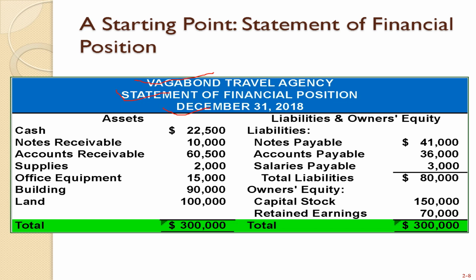What does it signify? First you have to write the company name. Once you are preparing your financial statement, first you have to write the company name. Then after that you need to mention what kind of statement you are preparing. So here the company name is Vagabond Travel Agency and the statement is financial position. That means you are preparing the balance sheet. You can write here balance sheet.